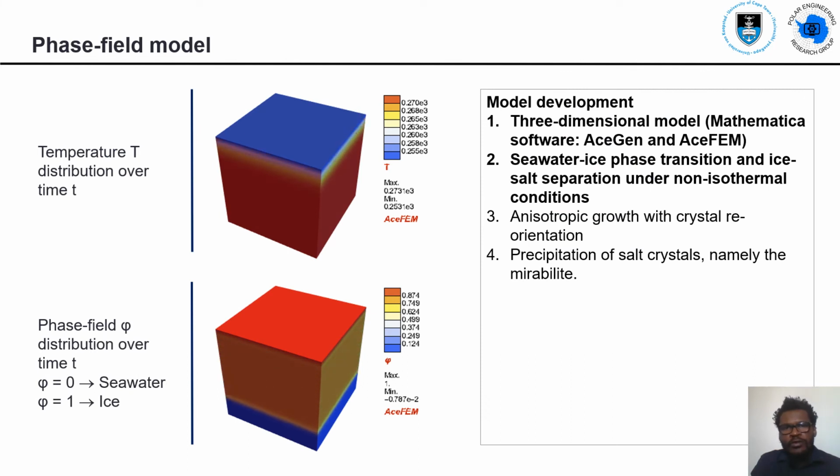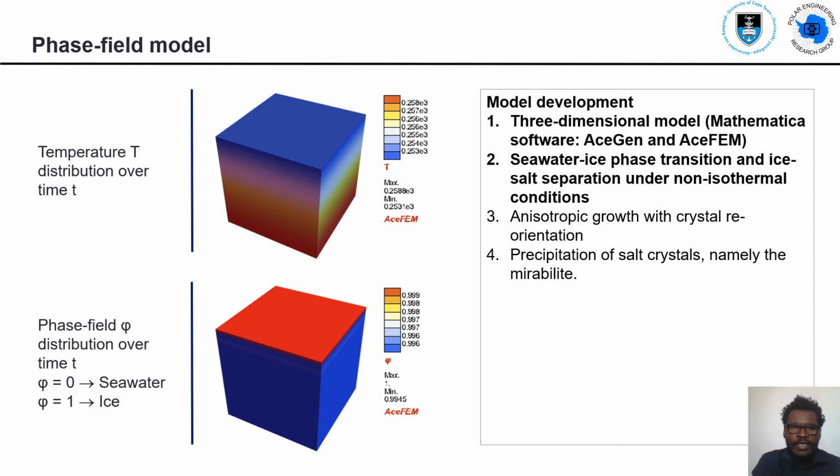When it comes to modeling, we're using the phase field method and the mathematical software SGen and SFEM. As I speak, we've already implemented the phase transition and the phase separation, and we're busy developing and about to implement the anisotropic growth model. This is the current state of the research.